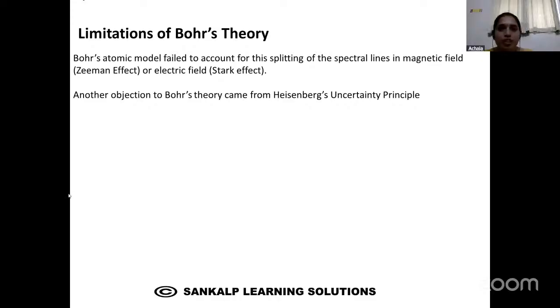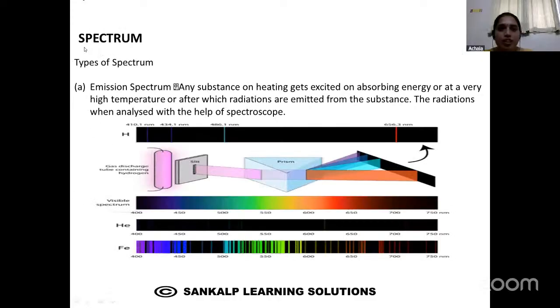Here, spectrum. What is spectrum? It is arrangement of light. Arrangement of light in a systematic order is called as spectrum. This is called as spectrum. This is continuous spectrum, and these are discontinuous spectrum.